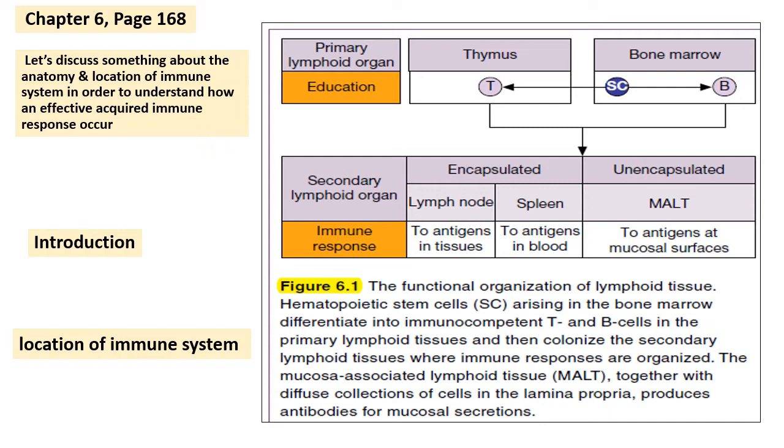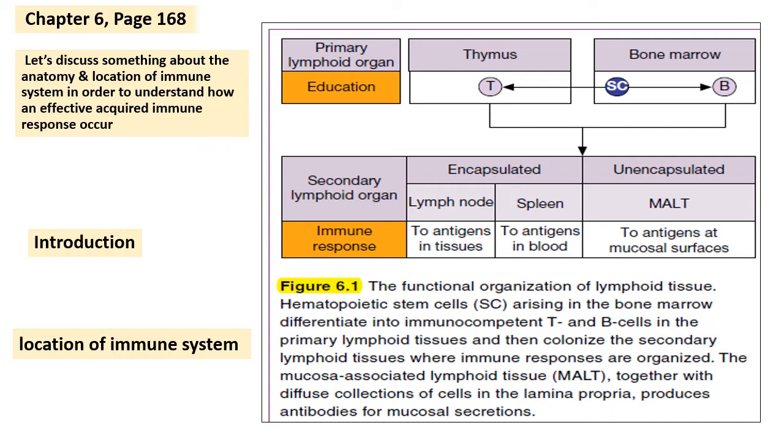The integration of the complex cellular interactions that form the basis of the immune response takes place within the secondary lymphoid tissue. First of all, the primary lymphoid organs are the thymus and bone marrow, while secondary lymphoid organs are lymph nodes, spleen, and mucosa-associated lymphoid tissue, in the mouth and in the lining of the respiratory, gastrointestinal, and genitourinary tracts.